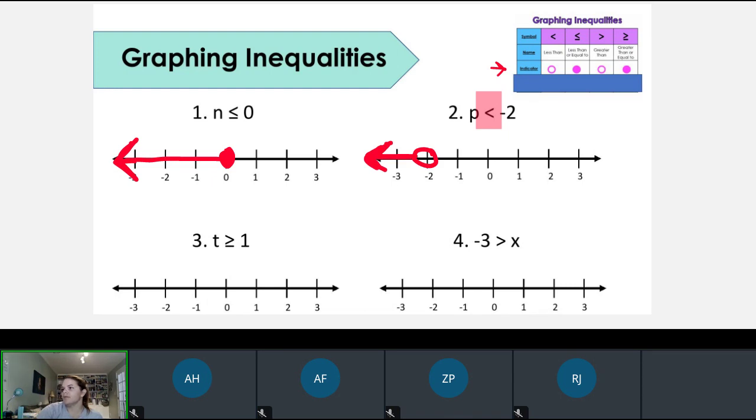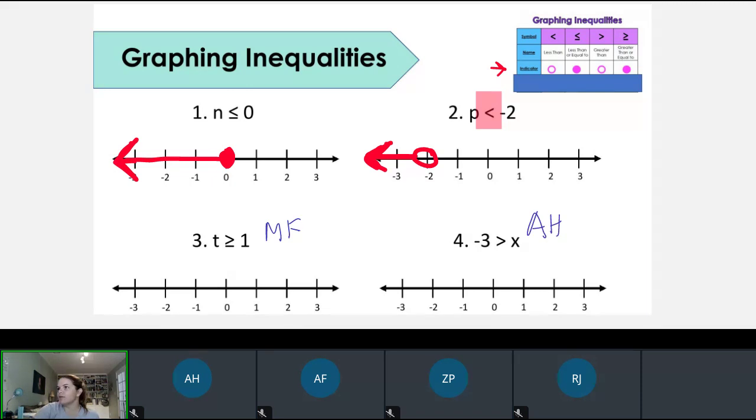All right, I'm going to open up the chat, and I want to know if I have 2 volunteers that would like to graph these, number 3 and number 4. If you would like to volunteer to graph that, please raise your hand. Awesome, thank you. For the rest of you, if you're not graphing it, Mia, I'm going to have you graph number 3, and Amara, I'm going to have you graph number 4.